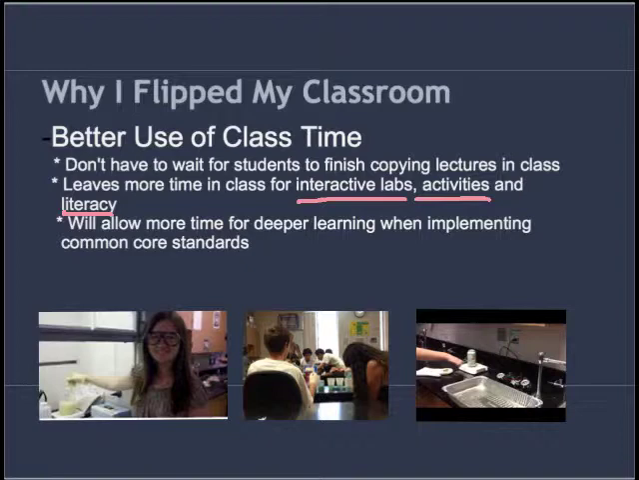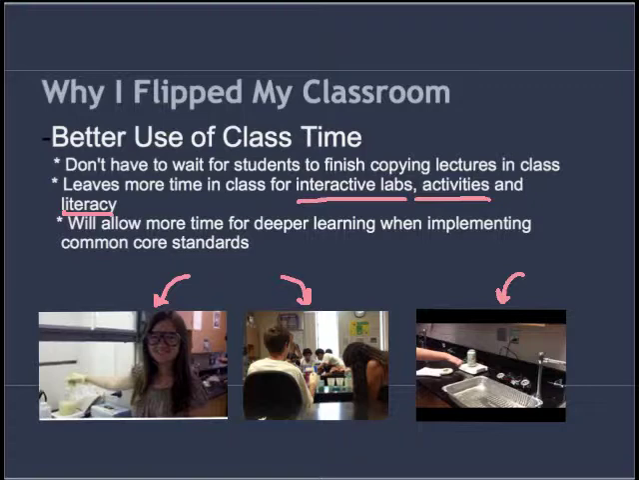And so, in fact, because I flipped my classroom, this year we've had a chance to do a big soap project where the students actually make their own soap. So that's what these 2 pictures are. We've had fun investigation labs where they figure out how to crush cans without physically touching them and other stuff like that.